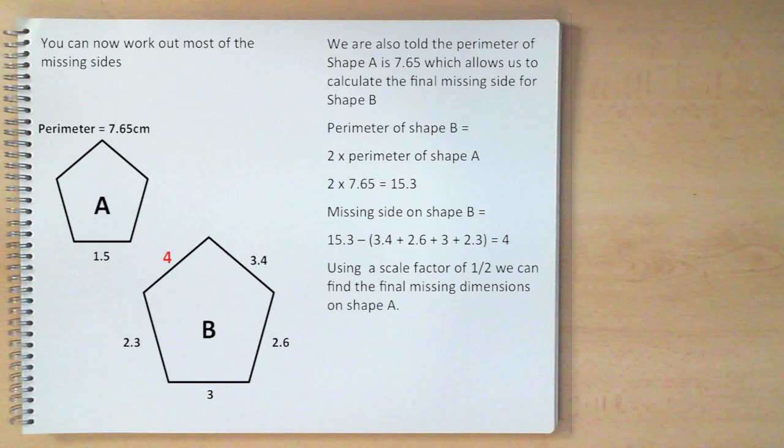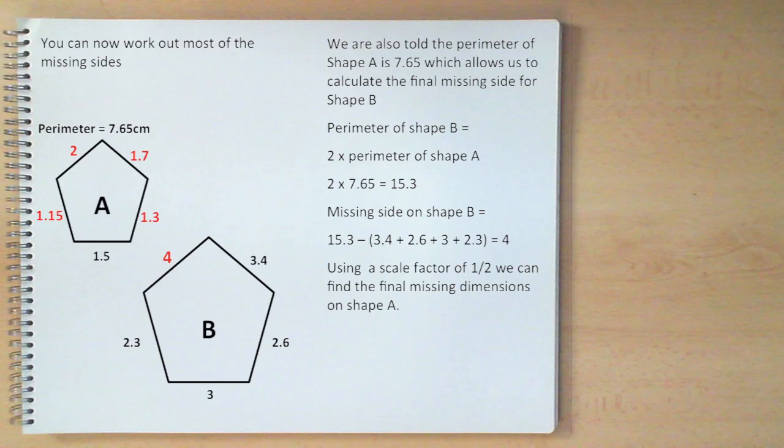We can now work out the lengths of each of the sides on A by using a scale factor of 1/2 to get back from B to A. Remember, the scale factor from A to B was multiplied by 2, so to go the other way we multiply by 1/2. And this will give you the value of each side of pentagon A. So we now have all of the lengths of both of the pentagons, which is what we were asked to do in the first place.